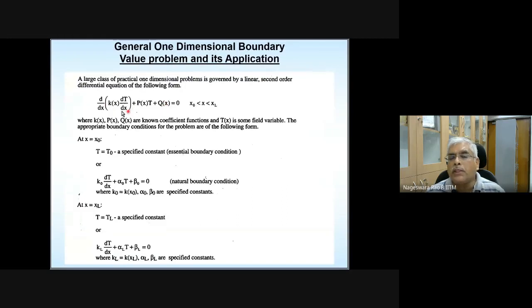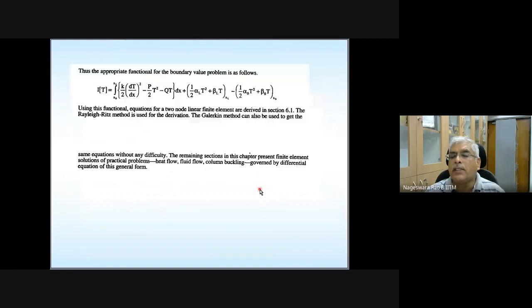For some of the problems, k(x) may be some constant, or it may be 1. For some problems, p(x) and q(x) may be 0. All kinds of things may happen. And similarly, you can match the boundary conditions and find what is k naught, alpha naught, beta naught, and k L, alpha L, beta L. Once you identify all these parameters, you should be able to write the element equations easily for any problem. Even if you don't have knowledge in these areas, you can easily write the element equations, treating it as a mathematical problem.